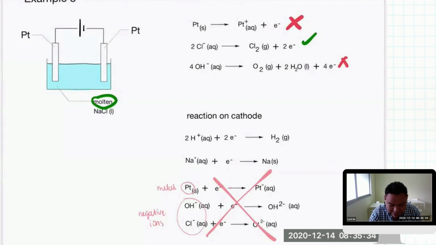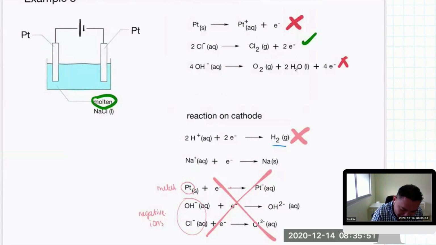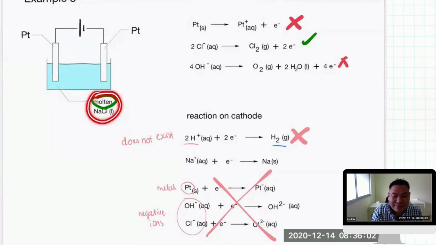Which one will we choose? Shall we choose H2 because it's more stable? In this case, no. Don't choose this. Why? Because the H plus here simply does not exist. There is no H plus because this question is talking about molten sodium chloride, NaCl, molten without any water involved. The water does not exist.